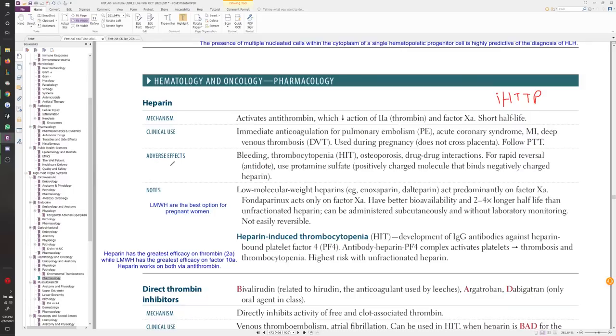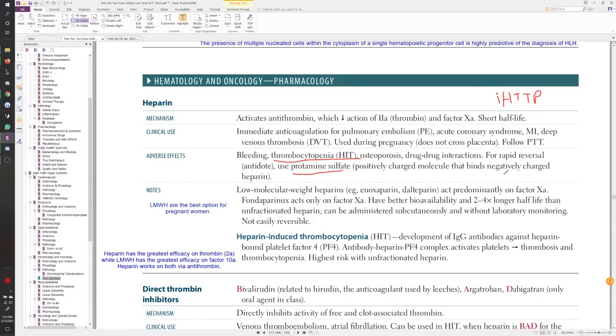Adverse effects, this is the one right here that we really care about: HIT. The other adverse effects can really happen with any anticoagulation you take, but the HIT is the real issue, right? Any anticoagulation you take can cause bleeding. That's not really a very major side effect. But either way, if someone has these side effects, you need to rapidly reverse this too. For rapid reversal, the antidote to heparin issues is protamine sulfate, which is a positively charged molecule that actually binds all the negatively charged heparin and turns it off.